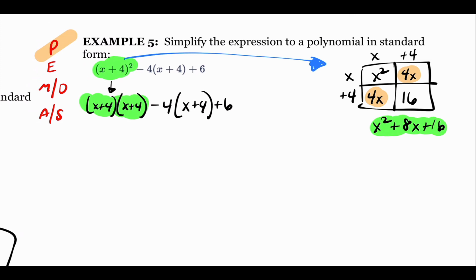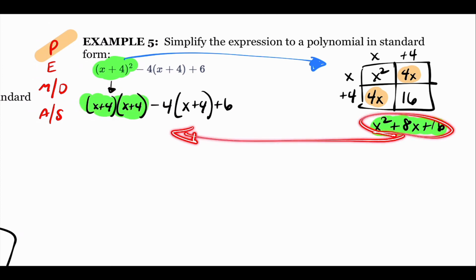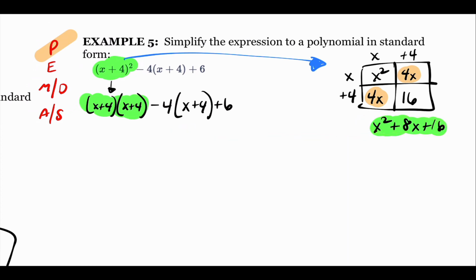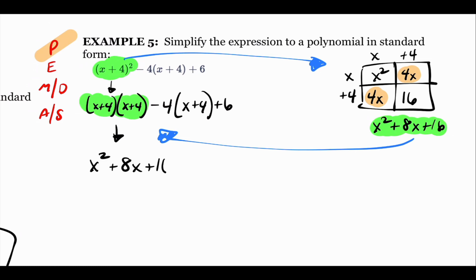Up here, they're not multiplied. Over here, they are multiplied. So what I'm going to do is I'm going to move this back. Okay. Because they're the same. They're just one's multiplied, one's not multiplied. So this becomes x squared plus 8x plus 16. Everything else stays the same.